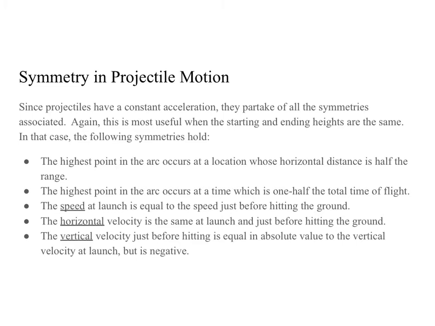The speed at launch is equal to the speed just before hitting the ground. The velocity is, of course, opposite. The horizontal velocity is the same at launch and just before hitting the ground. And remember that saying the same is sort of a degenerate kind of symmetry. And the vertical velocity just before hitting is equal in absolute value to the vertical velocity at launch, but is negative. Also, the range equation gives us a different symmetry, which is the symmetry of the sine 2 theta equation.